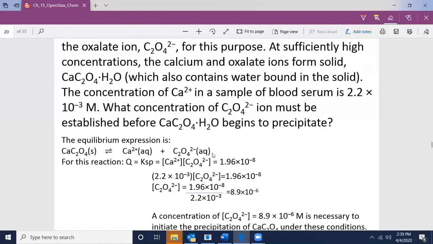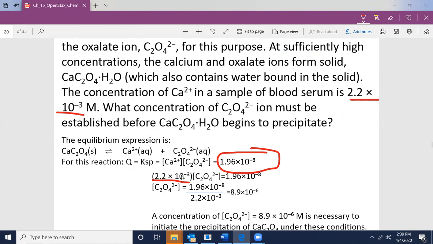So you will say, where is this coming from? That should be given to you for the Ksp. Okay, so then 1.96 times 10 to the minus 8, the Ksp is already given to you. This is the Ksp given to you. Then you have the concentration of what? Concentration of calcium ions that you are supposed to chelate. That is called the chelation of the ion.